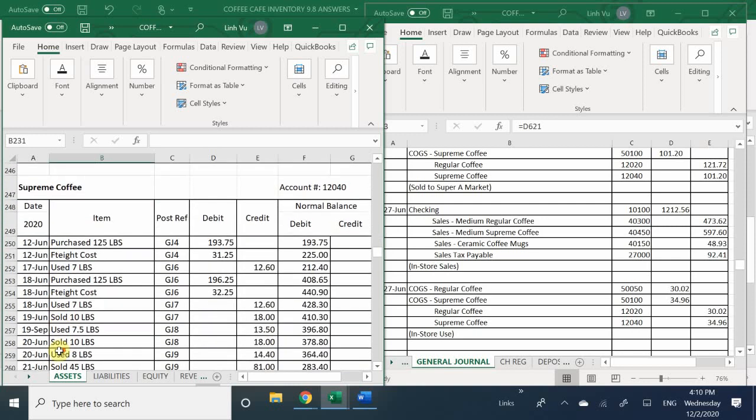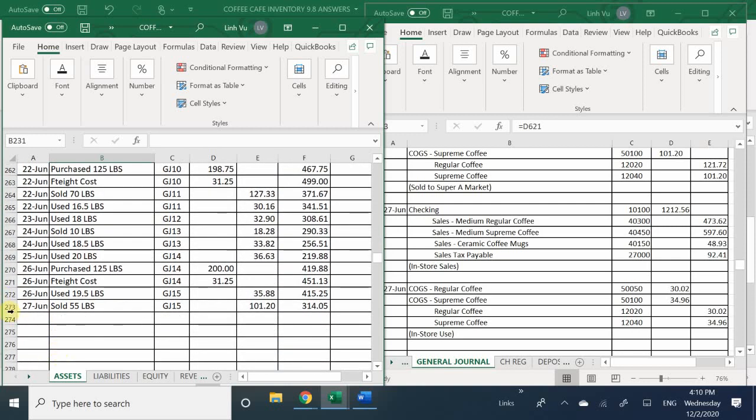Good. All right. Supreme now. So 627. Used 19 pounds. General Journal 15. And this one was for the $34.96. Bringing our total to $279.09. Good.